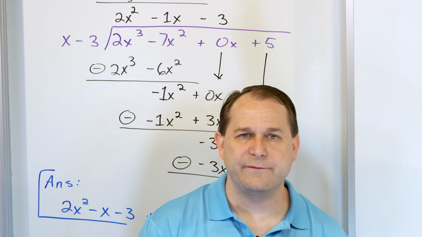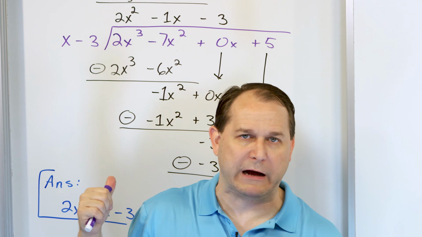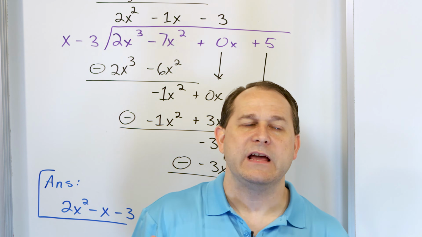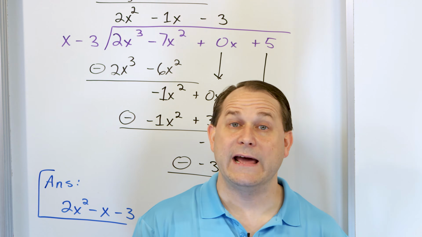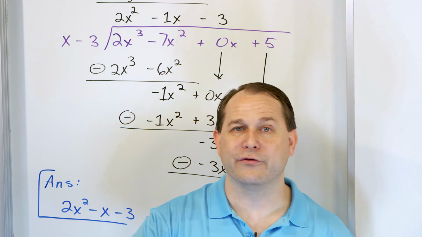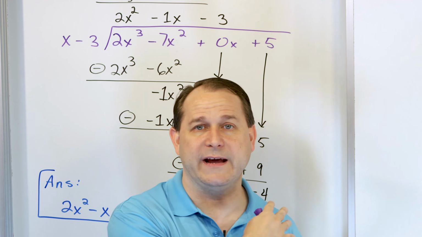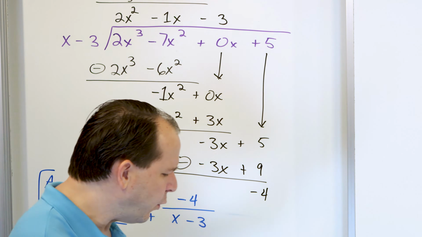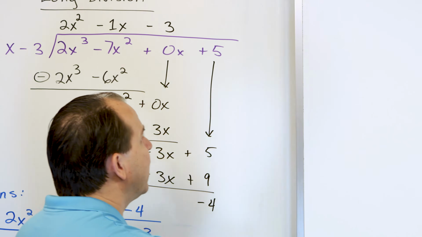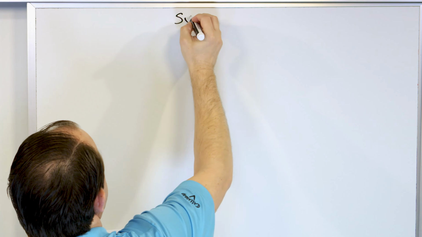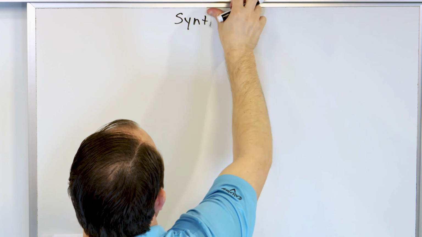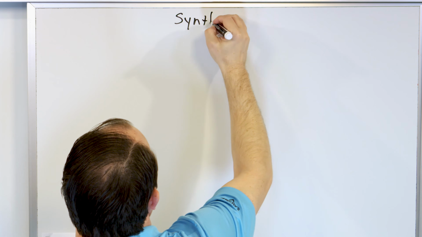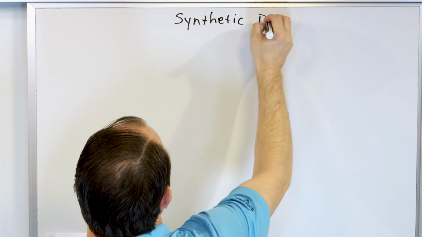So synthetic division is a faster way to do this process. It's actually lightning fast. You don't have to worry about the crazy subtraction. And also, as a bonus, you don't have to write all those x's everywhere, so the problems don't take up the whole page. So what we're going to do now is talk about the concept of synthetic division.